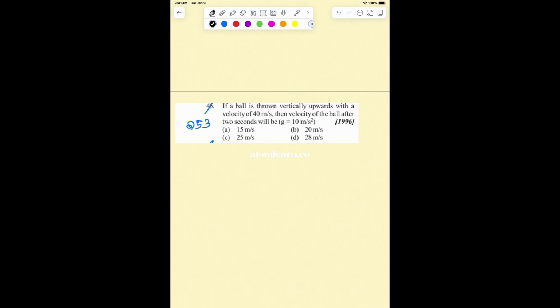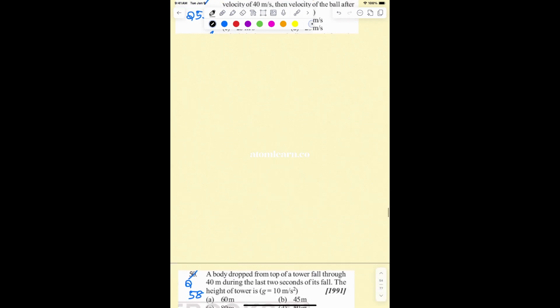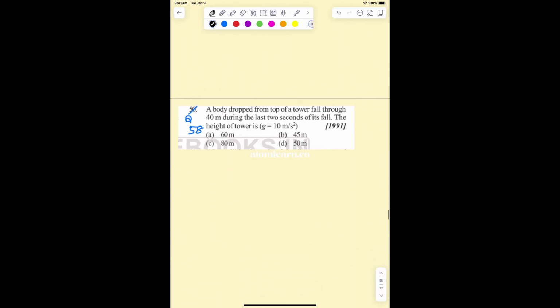If a ball is thrown vertically upward with a velocity of 40 meters per second, then the velocity of the ball after 2 seconds will be? Now, quite simple, because every second there is a g reduction, 10 meters per second reduction in the velocity. After 2 seconds, 20 has gone. Therefore, the balance is 20. Correct? This is pretty simple for us to use. Next one.